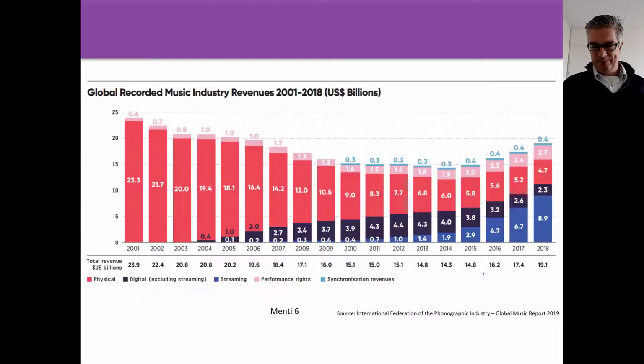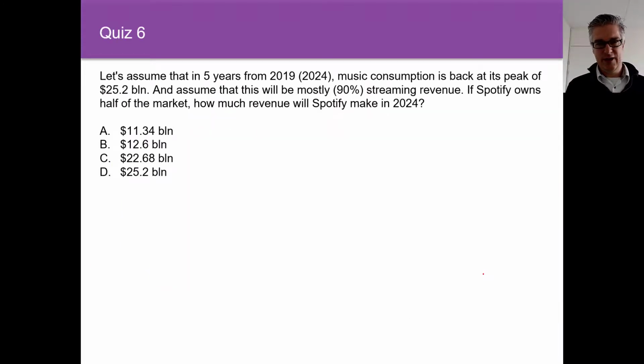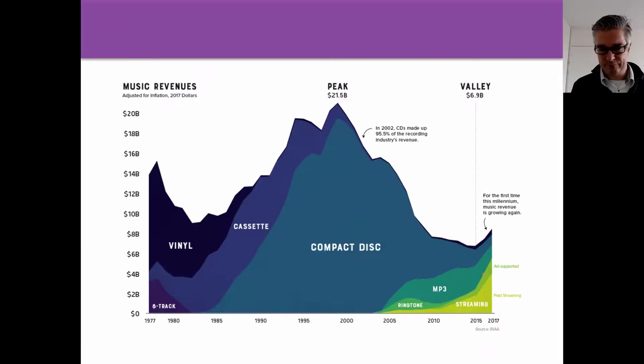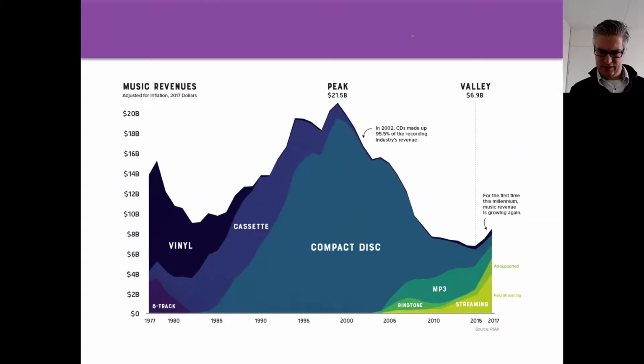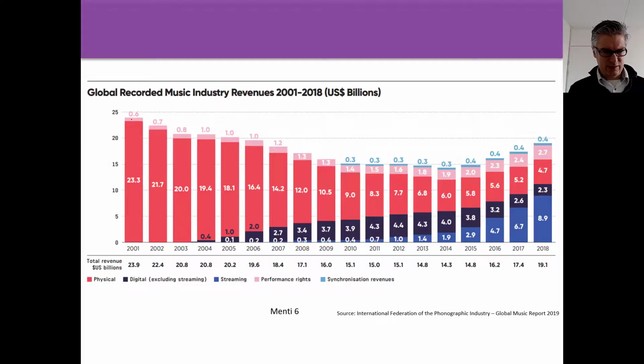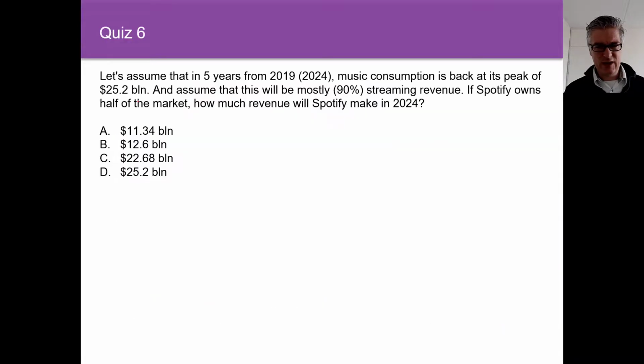So with this, let's make a little assumption about what the music industry will look like in 5 years from now. So let's assume that in 5 years from this 2019 data that we have, music consumption is back at its peak of 25.5 billion. So it's going to be right back here. So let's see, not entirely sure why this is so different, why this is not 21.5, but let's assume that this is, right? So let's assume that in 2024, music consumption is at its peak of $25.5 billion.